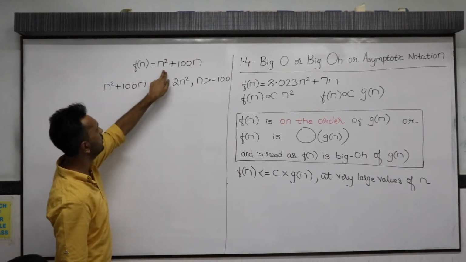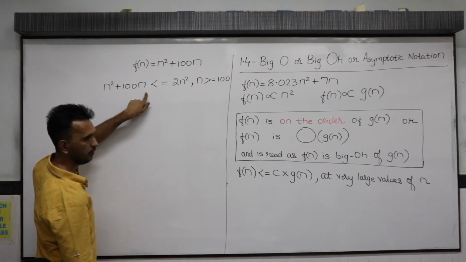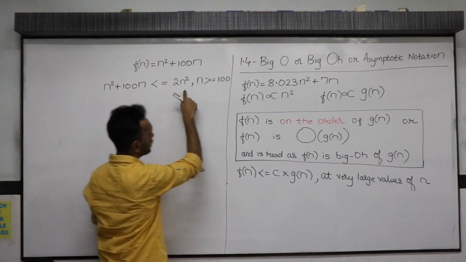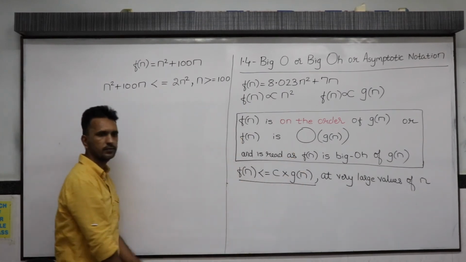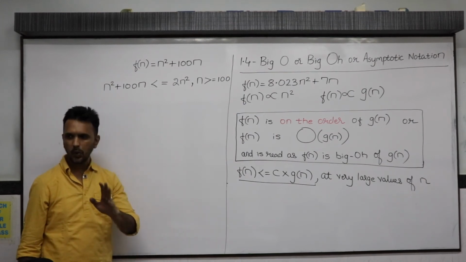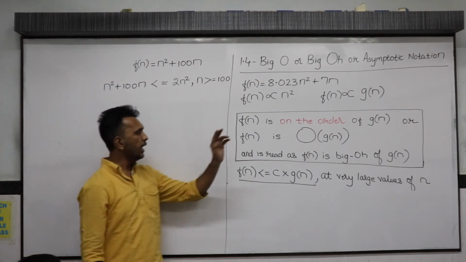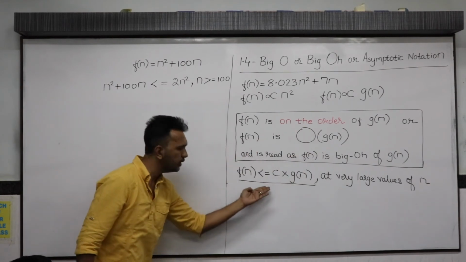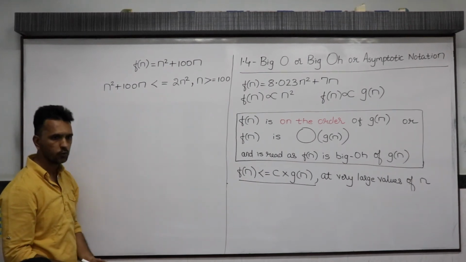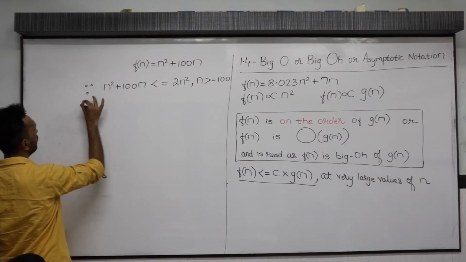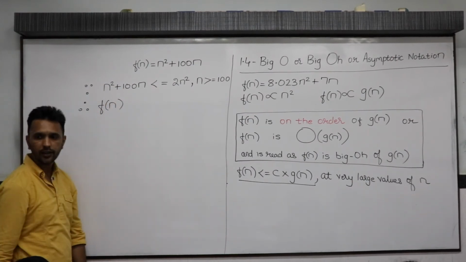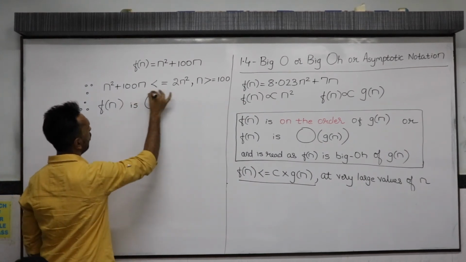Now over here f of n is this, n square plus 100n. Compare this entire expression with this line. Tell me who is f of n? Who is c? 2. Who is g of n? Now all you need to do is just play with words. If this line is true, then you say this line is true. Because f of n is less than equal to 2n square, therefore you may say that f of n is big O of n square.